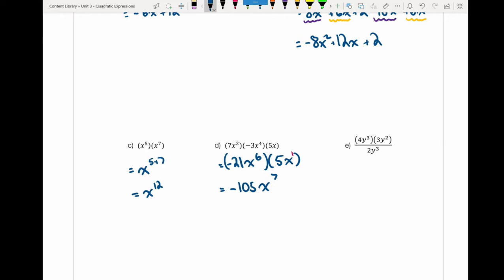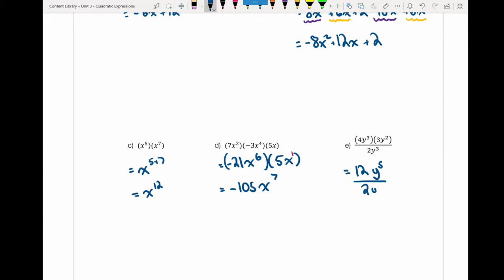And finally, in e, when we have an operation like this where we have a fraction or a giant division, we want to simplify the top first and then simplify the bottom and then worry about the division. So in this case, I'm going to simplify the top because I have some multiplication up there. I'm just going to multiply my numbers together. So 3 times 4 is 12. And then the y's I'm going to multiply together: y to the power of 3 times y to the power of 2. Using our product rule, add those two together and you get 5.